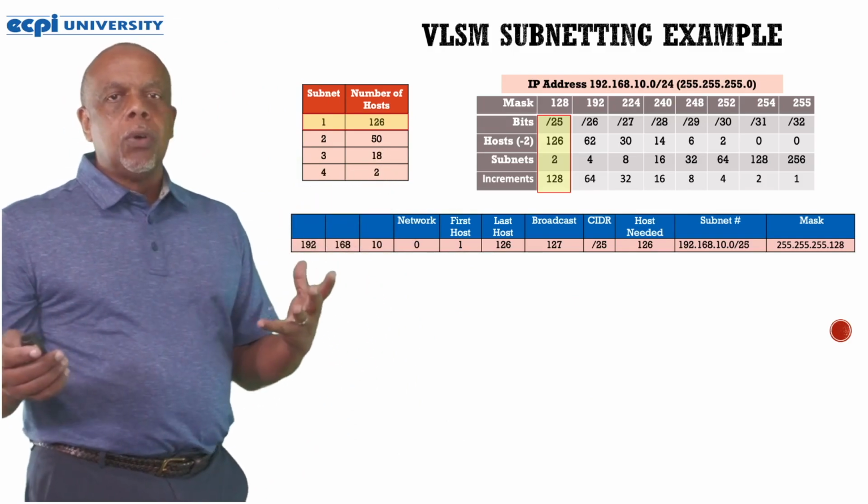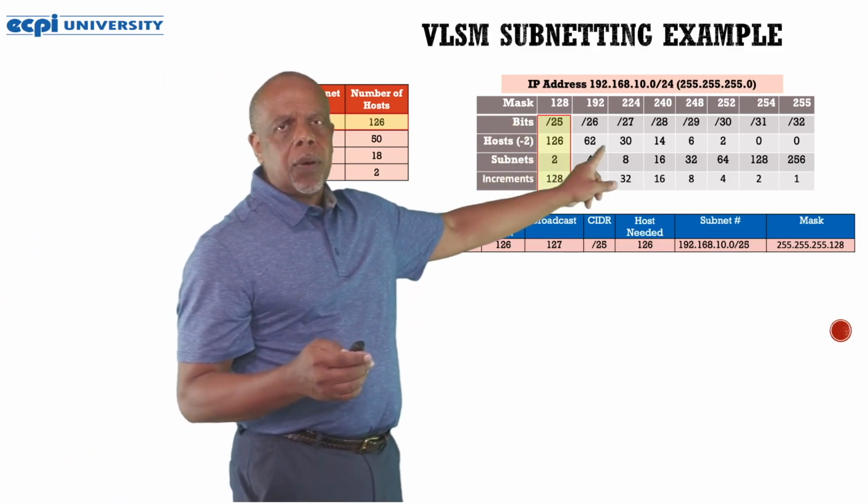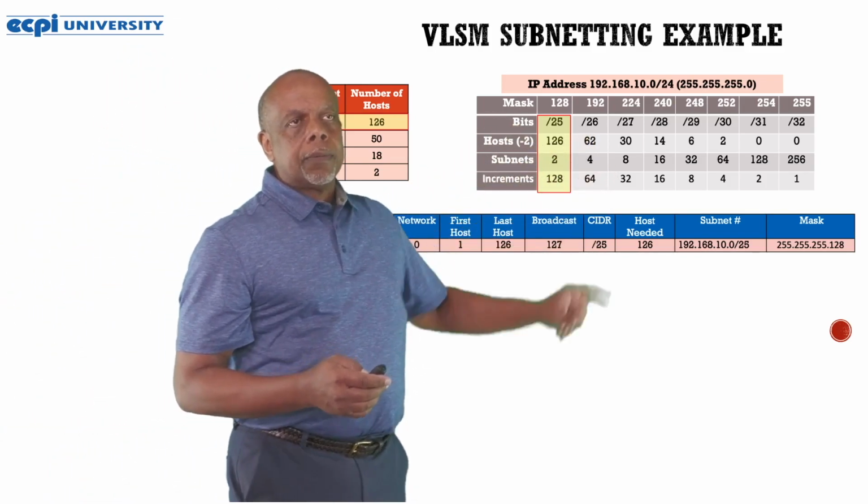Now, my second subnet, I need 50 hosts. So to get 50 hosts, where do I need to subnet? You're right here.